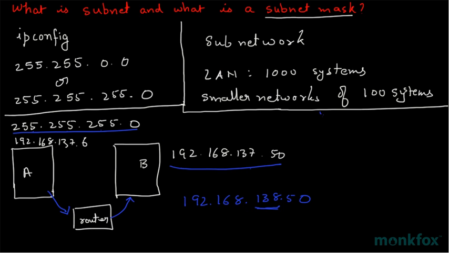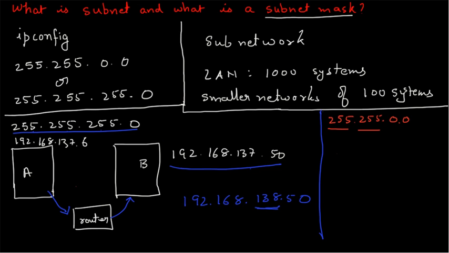Now take another example. Instead of this subnet mask, let us use another subnet mask, 255.255.0.0. This means the router will compare the first two parts of the target IP address and the source IP address. If the two parts are the same, then the router knows that the packet is destined for a machine in the same network and will not go to another network.